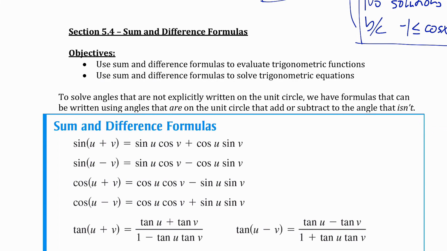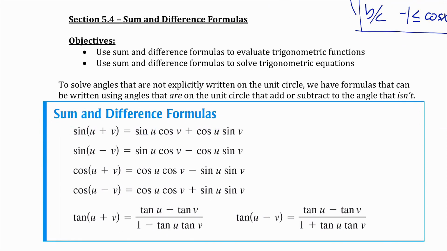To solve equations that are not explicitly written on the unit circle, so for angles that are not like pi over 3, pi over 4, pi over 6, or multiples of those, we have formulas that we can use to relate them to angles that are on the unit circle, and that add or subtract to the angle that we can't use.